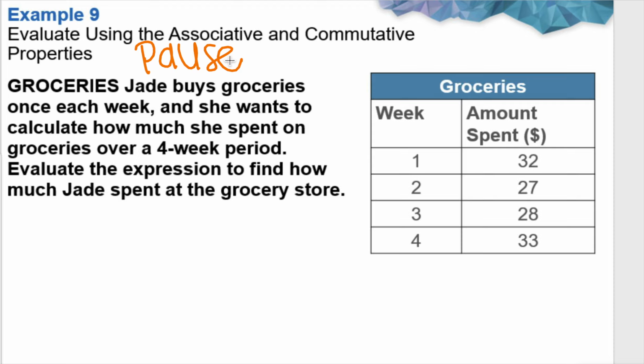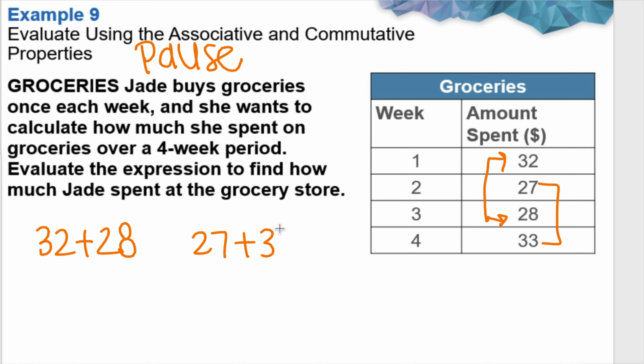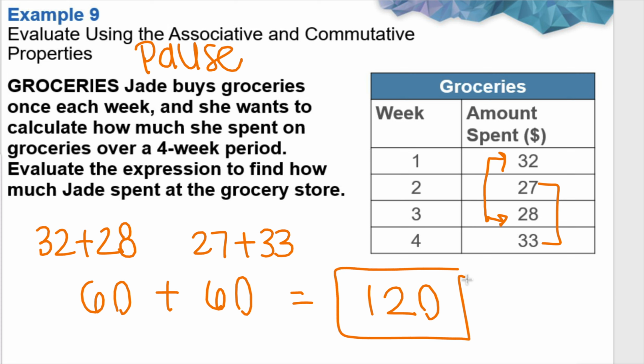All right, what I did here is I tried to find numbers that would give me kind of in the place values of 10. So I grouped 32 and 28 together. And then I grouped 27 and 33 together because I knew that 3 plus 7 would give me 10 and 2 plus 8 would give me 10. These both are going to give me 60, and then 60 plus 60 gave me 120. So I kind of used the commutative property and then associated them within their own parentheses.